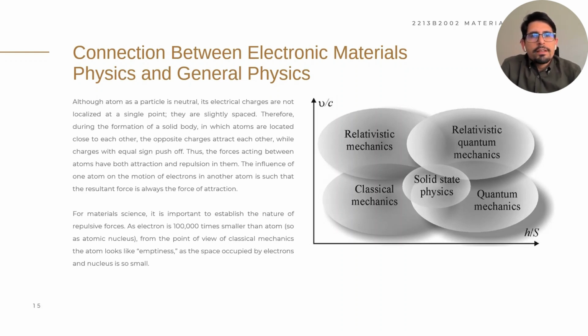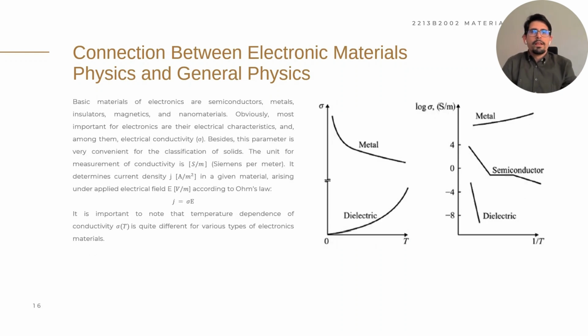From a classical mechanical perspective, an atom appears mostly empty since the electron cloud occupies a vast space compared to the nucleus. However, at the quantum level, these electrons define the material's behavior, affecting conductivity, magnetism, and other properties crucial to electronic material science. Understanding these interactions helps engineers develop advanced materials for semiconductor and electronic applications.